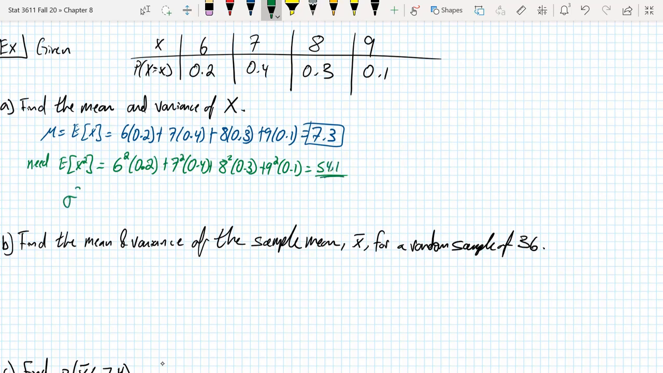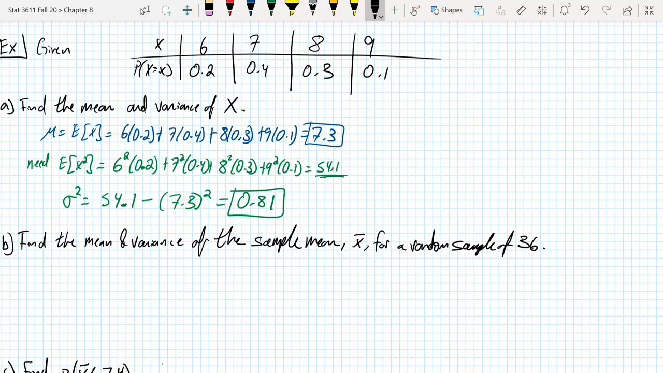Boom, this is 54.1. That's not the variance, that's just the expected value of x squared, right? So remember then that sigma squared is equal to 54.1 minus 7.3 squared. So 54.1 minus 7.3 squared is a variance of 0.81. So we have a mean of 7.3 and a variance of 0.81 for a random variable x.